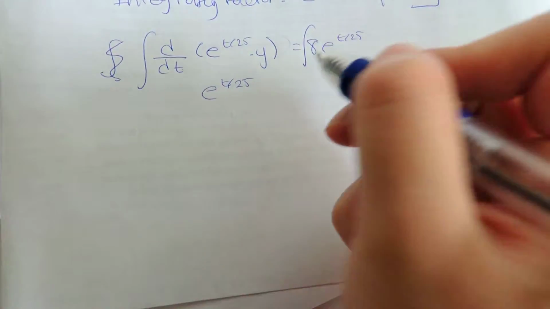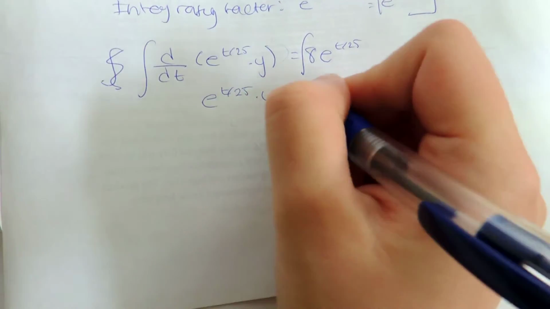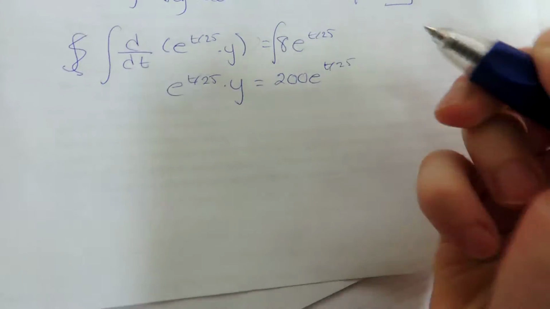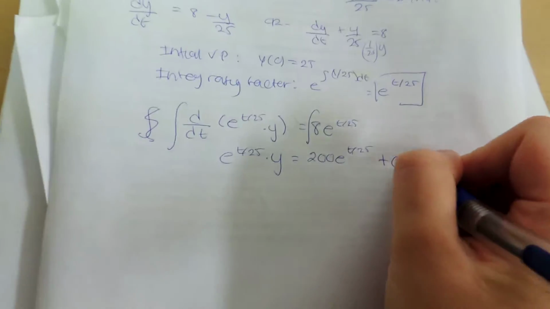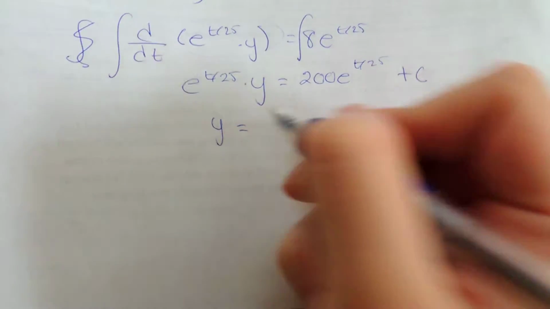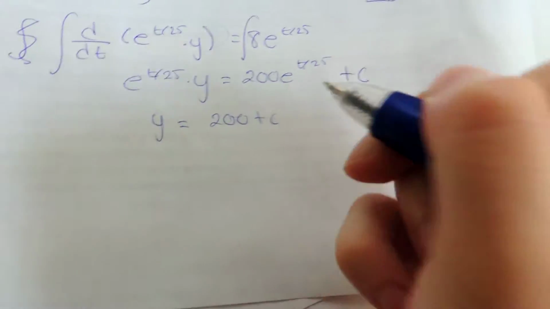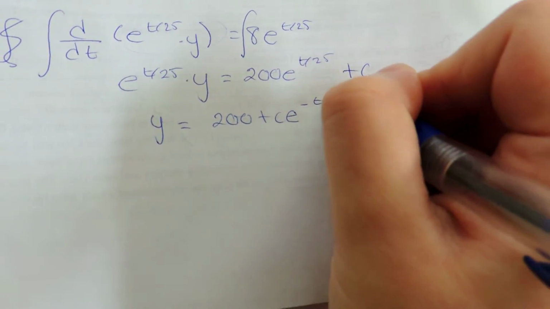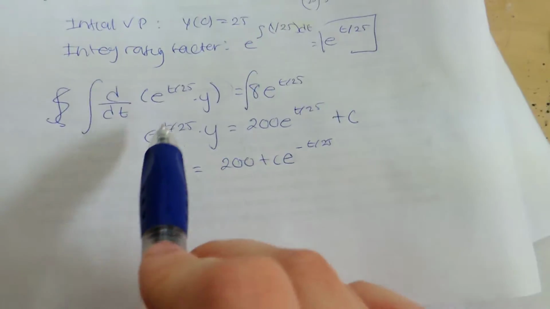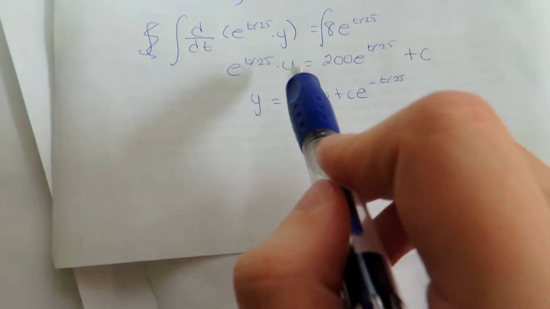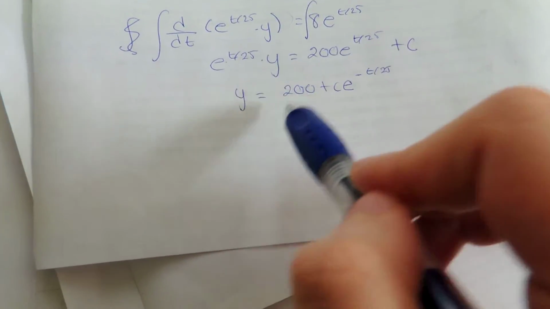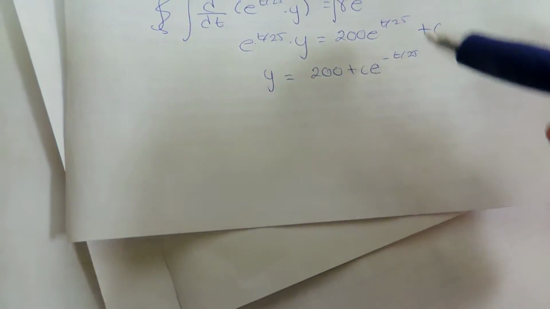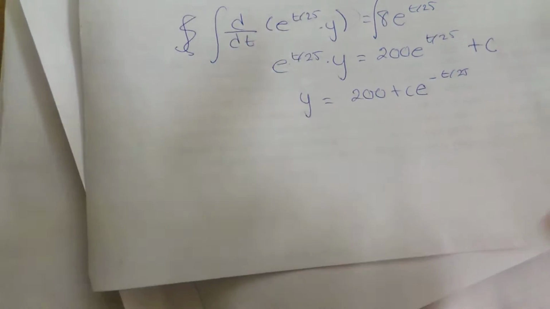So e to the power of t over 25 times y is equal to 200 e to the t over 25, of course, plus a constant. So y is equal to 200 plus c times e to the power of negative t over 25, because when you divide e to the t over 25 from both sides, the two cancel out, and c divided by e to the t over 25 can be written as c e to the negative t over 25.